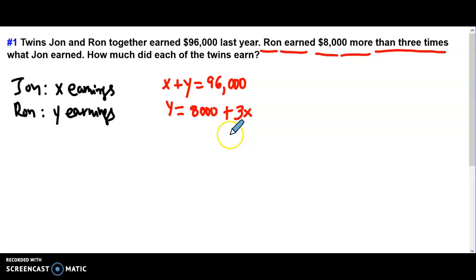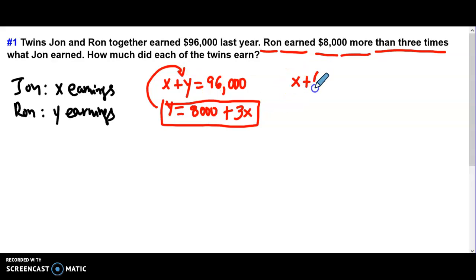Now, in order for me to answer this question, I really have to solve the system. I'm reminding you there are three methods of solving systems that we have been exposed to: graphing, substitution, and elimination. I always try to choose the one that would get me there in the least amount of time. Here, because I already have Y isolated, Y by itself, I would, personally speaking, solve by using substitution. So I would go to the first equation, and I'm going to substitute this Y. So I have X plus parentheses 8,000 plus 3X, close my parentheses, equals 96,000.